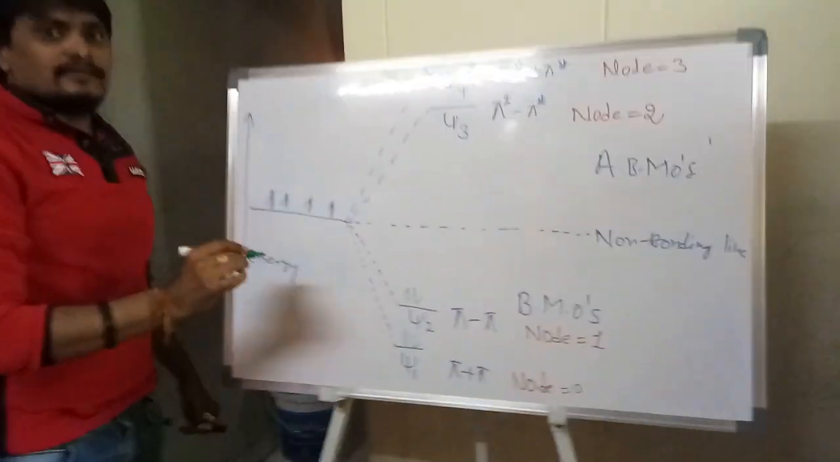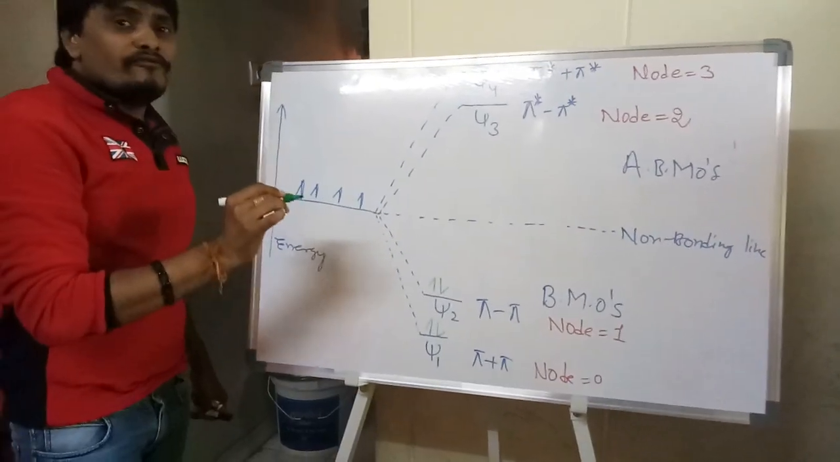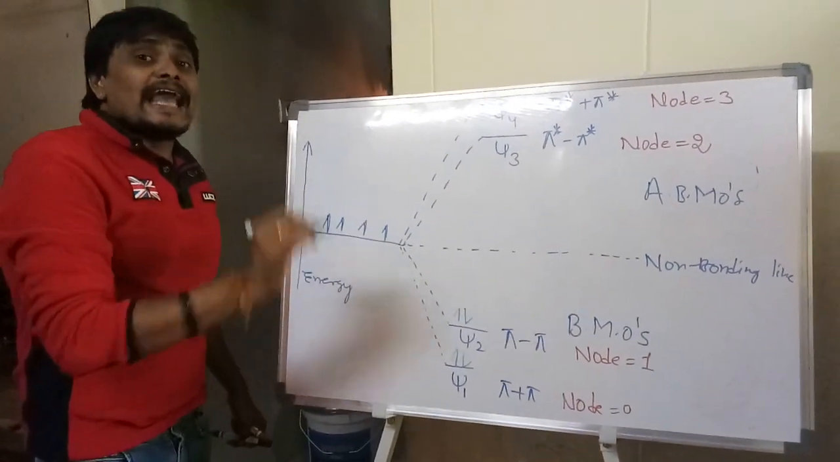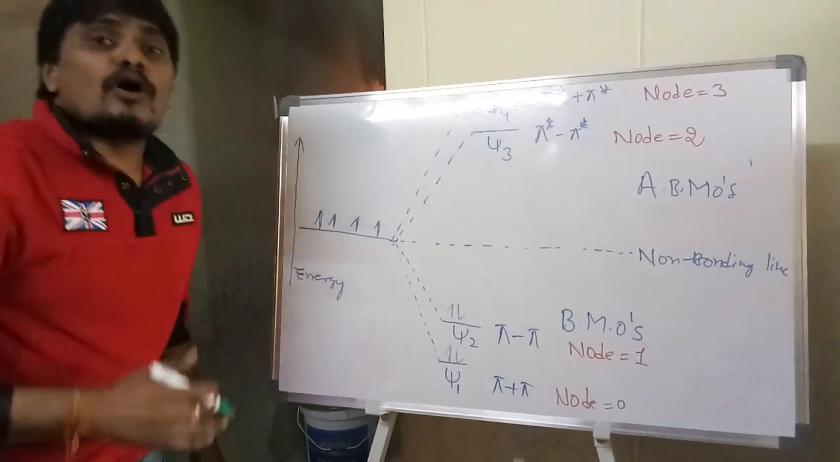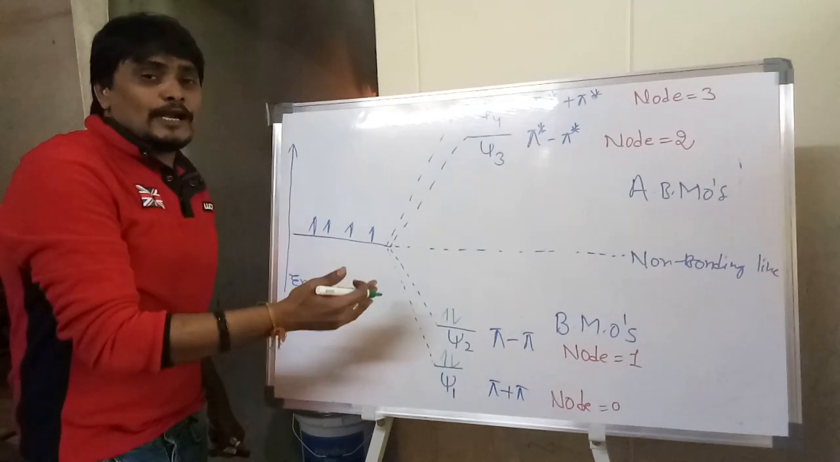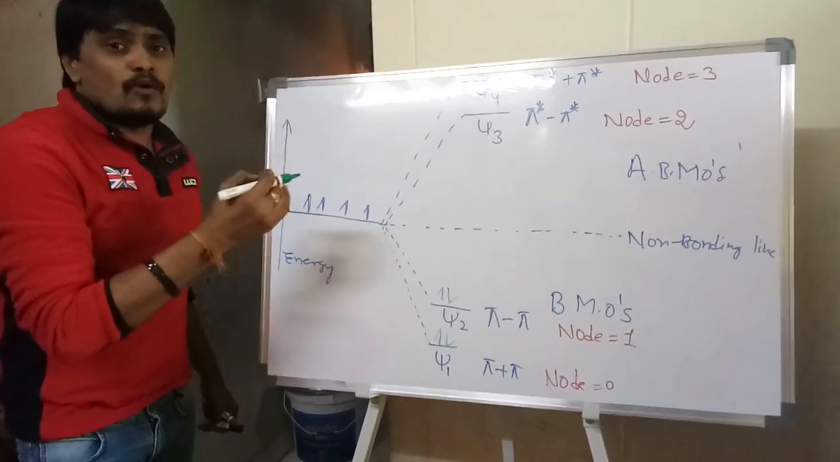And as the 4 electrons of 1,3-butadiene have been filled in bonding molecular orbitals only, and as the bonding molecular orbitals are more stable, then definitely we can say that the 1,3-butadiene molecule is a highly stable molecule.